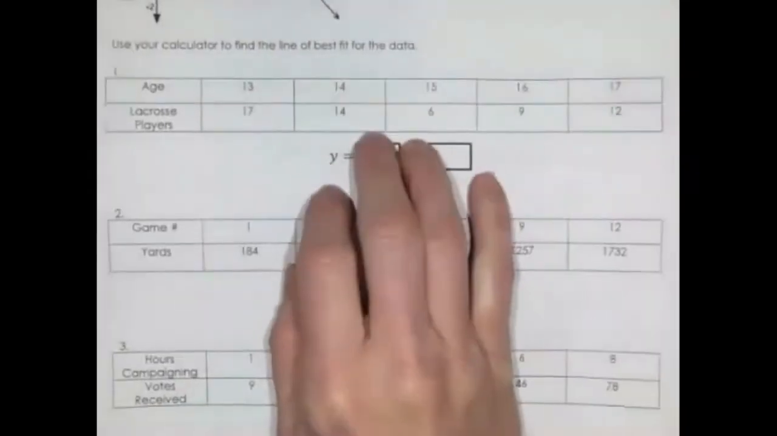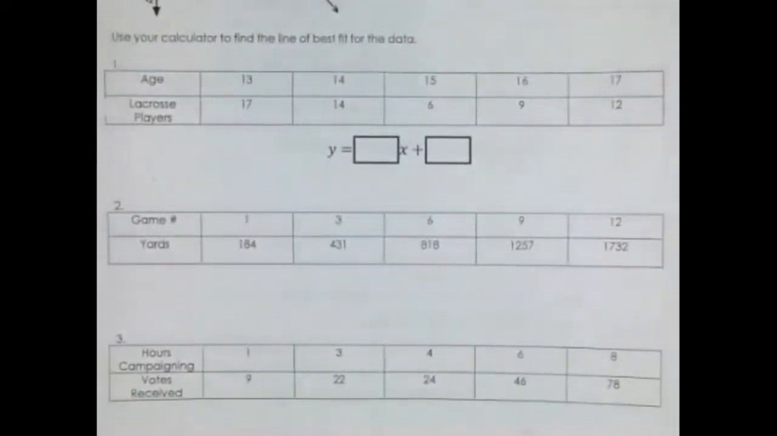So I went to Terry's team, all right, and I asked every single player, how old are you? There were 17 13-year-olds, there were 14 14-year-olds, 6 15-year-olds, 9 16-year-olds, and 12 17-year-olds. That's a big lacrosse team, okay?